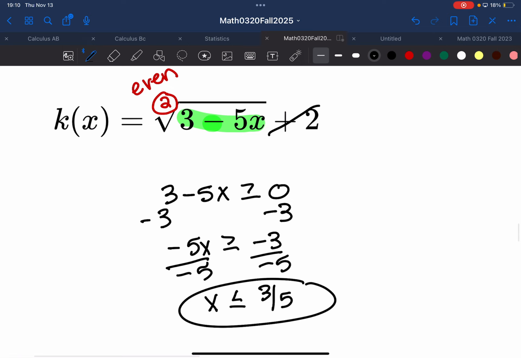Like, I don't understand what you meant by that. Oh, x is less than or equal to. Do you got it now? Yes. Okay, always include that sign. Always, because we never want our radical to be negative.